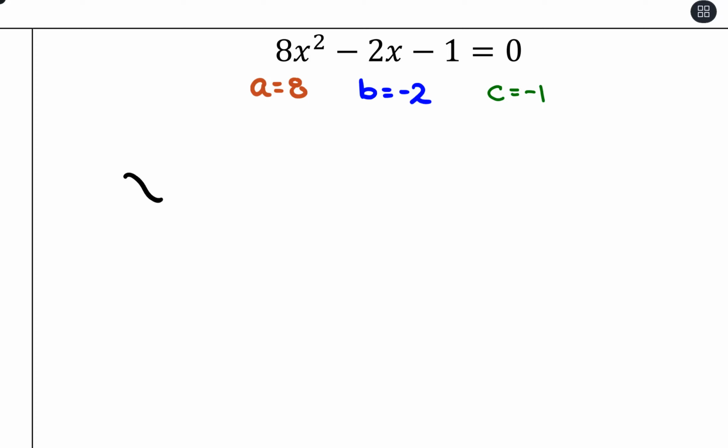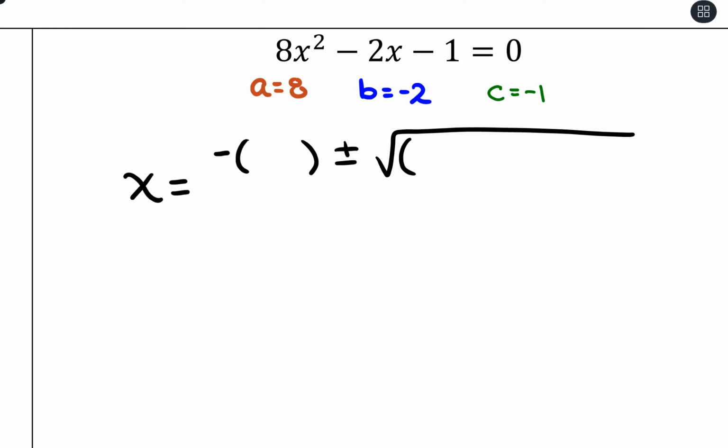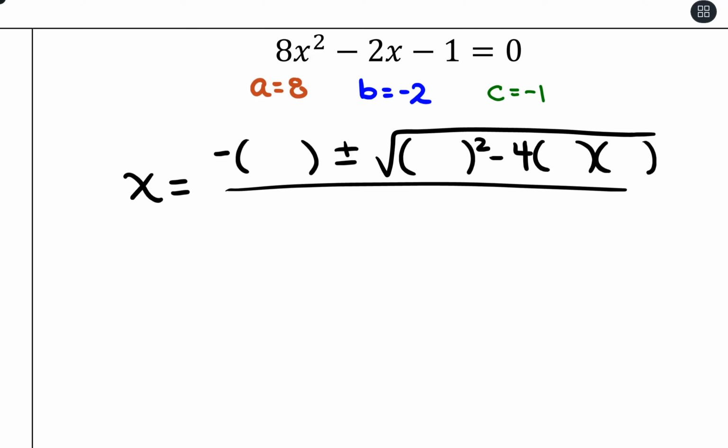Okay, so we're going to have x equals, and I set up my format here, and I like to do this kind of shell of the pieces first. So I have my parentheses all set up, and then it's just a matter of putting them in the right spot. So negative b, so in the parentheses we'll have a negative 2, b squared, so negative 2 squared, minus 4ac, all over 2a.